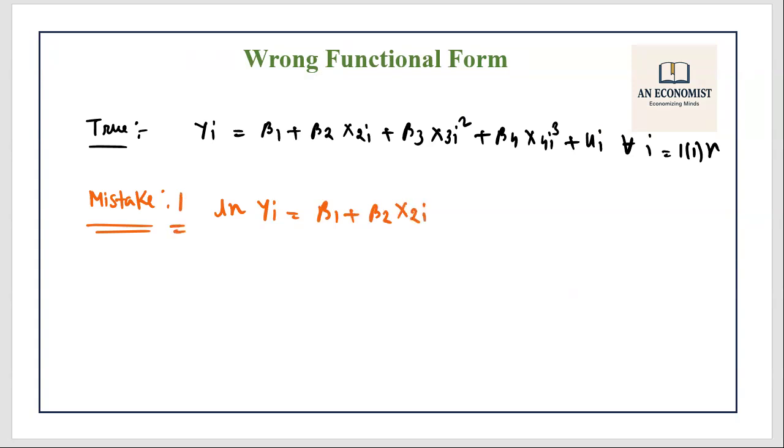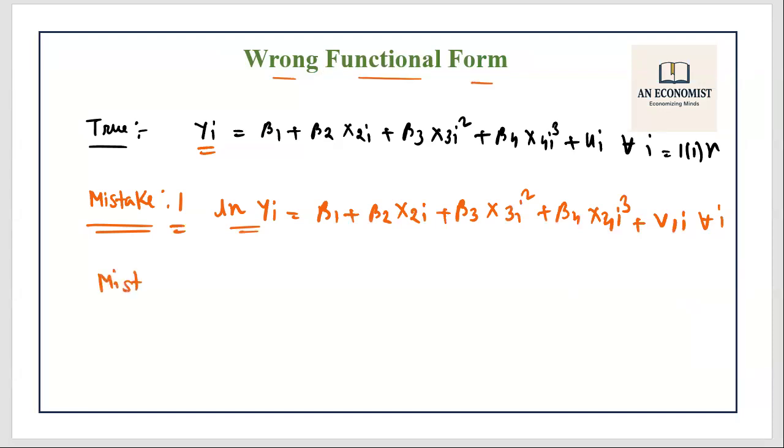Suppose I call it mistake number 1. This is one type of mistake that you can commit, right? Everything else on the right hand side remains the same. Suppose I call it vi1, right? So for all i, you make this mistake that instead of taking yi, convert this model in the log linear form. This is the log linear form. So this is again a wrong functional form.